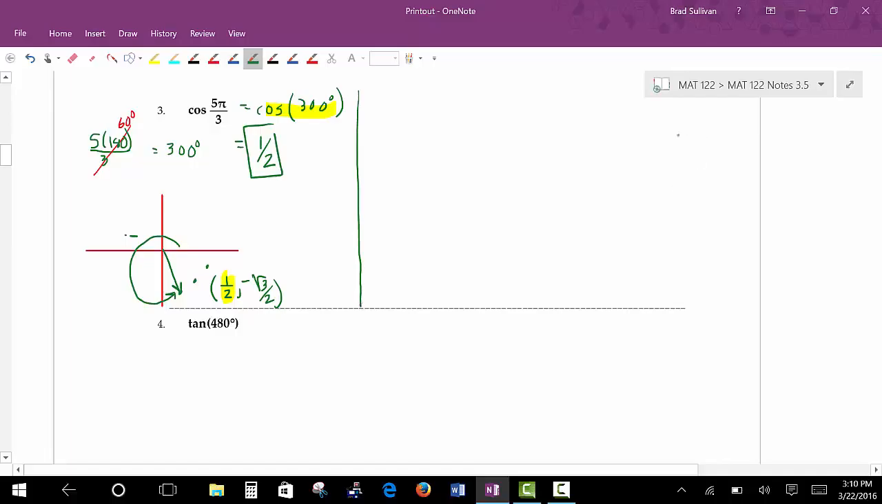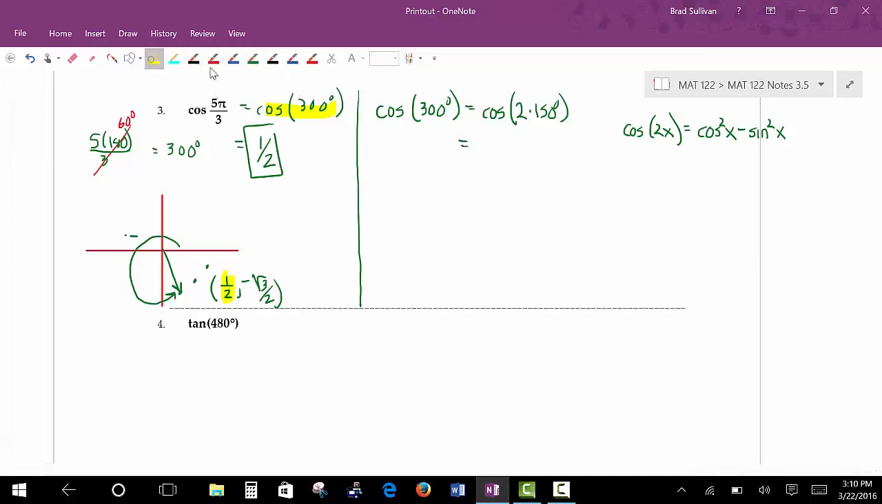Now we can also look at this with the cosine double angle identity, and I'm going to just use this form. So the cosine of 2x is equal to cosine squared x minus sine squared x. So in order to use this identity, if we have the cosine of 300 degrees, we want to write this as the cosine of twice 150 degrees. Okay, then when we put this together in this identity, the x is not 300, it's what's being doubled. So that's 150 degrees, so you're going to put this together like this then.